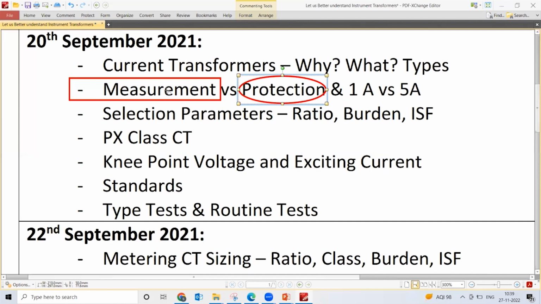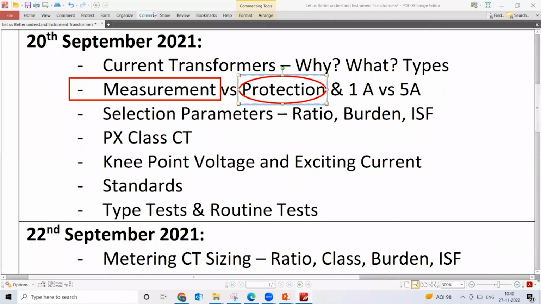Of course it's also measuring, but the ultimate goal of measurement is to measure the value in terms of current, energy, power, power factor, etc. In terms of protection, that's pretty much protection, which means the function is to decide whether it is a fault or not and give a trip command to the circuit breaker in case it's a fault. And why does it have to be different? Because the expectation of measurement is different, and the expectation of protection is different.